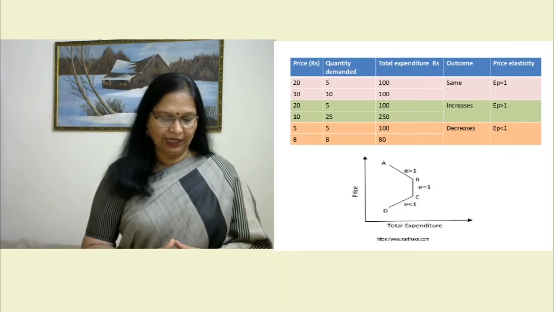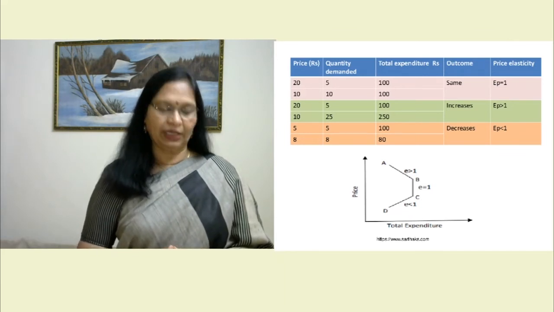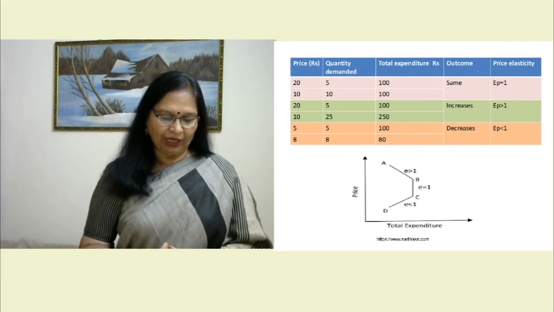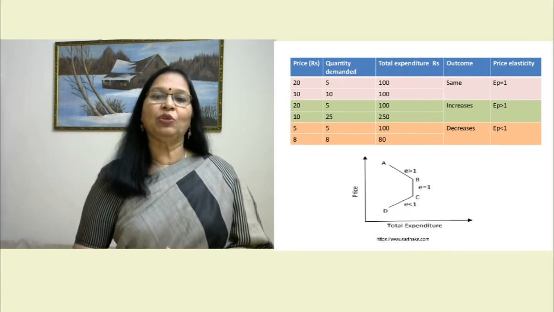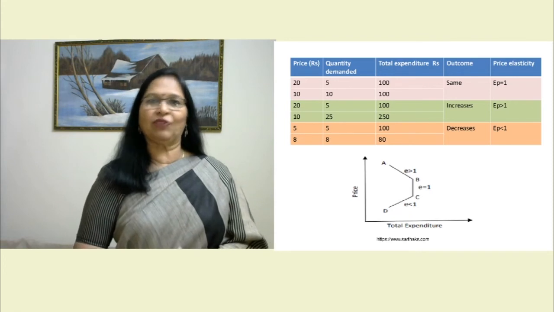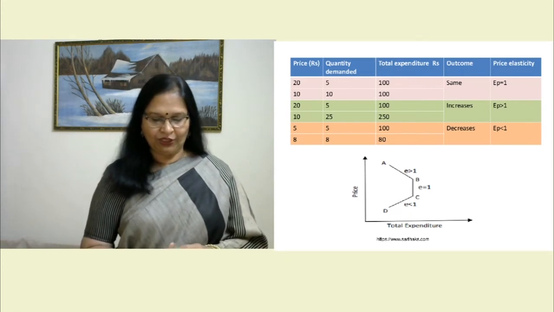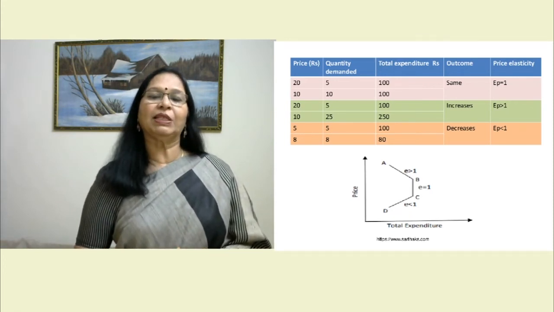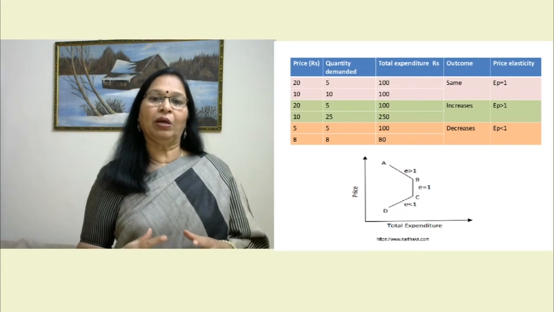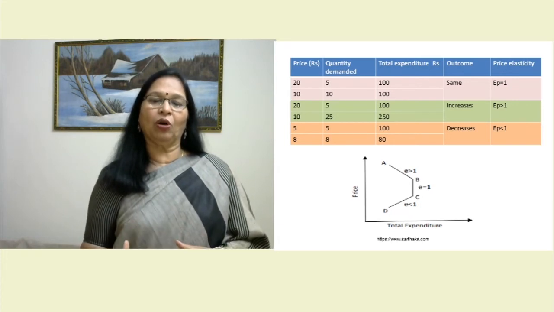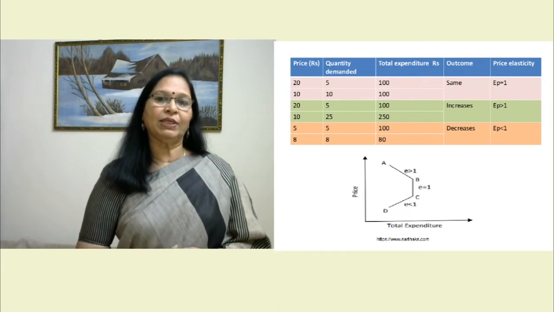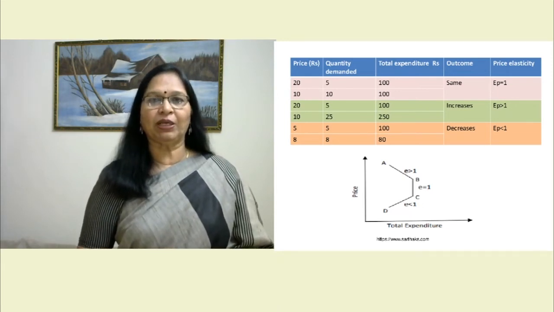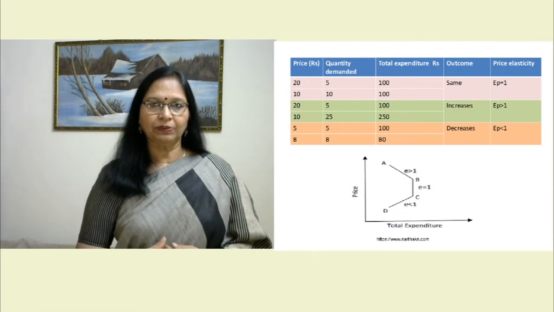Then take the second case where the price is 20 and the new price is 10, and the quantity demanded has increased from 5 to 25, and the total expenditure of the family has increased from 100 to 250, in which case the family is spending more on that because of the change in the price of the commodity. Therefore, we say that the elasticity of demand is greater than 1.